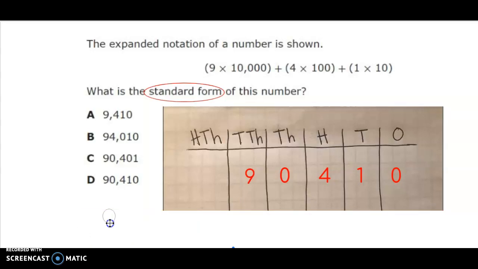The answer to our question matches our place value, 90,410. If you got the answer D, great job. If you didn't, maybe go back and watch the video again so you could see maybe where you went wrong.